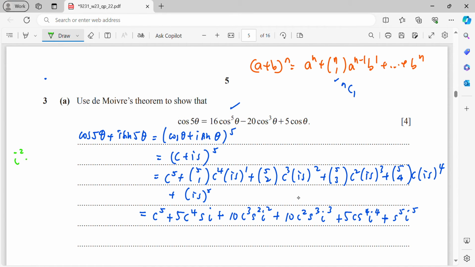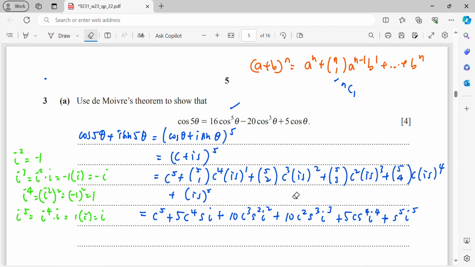i squared is minus 1. i cubed is i squared times i. That means it's minus 1 times i. You get minus i. i^4 is the square of i squared. That is minus 1 squared. Then you get 1. i^5 is i^4 times i. That is 1 times i. Then you get i. Okay, so substitute all these results into your expansion.